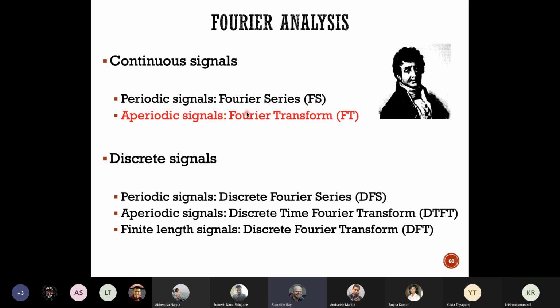Before I move on, are there any questions? Okay, so if there are no questions, I will move on and now talk about aperiodic signals, for which we compute what is called the Fourier transform.